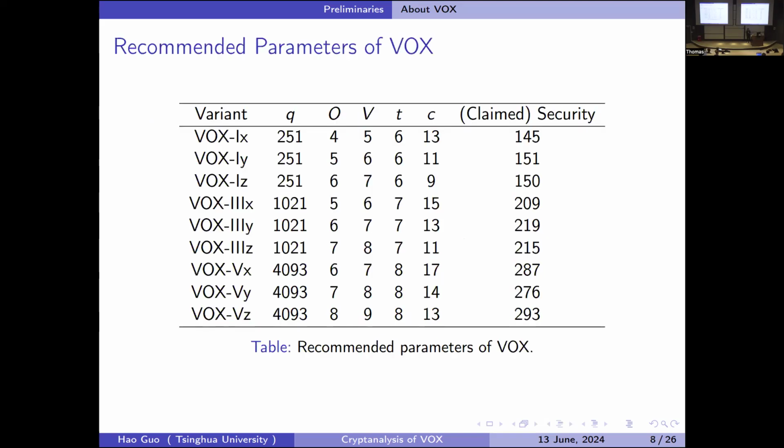And this is the recommended parameters of VOX, and the last column is their claimed security. And you can see here they are using very aggressive O and V. And if you remember that the number of equations is big O times C, then you will find that there are too many equations here, and it gives us some chances to attack this.